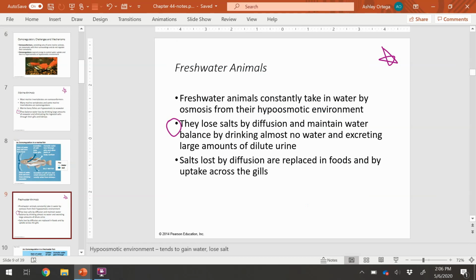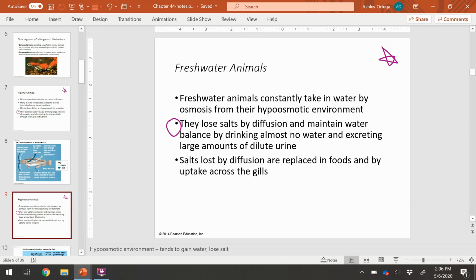All right, so freshwater animals will have the opposite effect. They're going to constantly take in water from their hypoosmotic environment. And so to combat that, they're going to lose as much salt as they can and maintain water balance by drinking almost no water and excreting large amounts of dilute urine, so trying to excrete a lot of that water out of their body. And so if this was not something that they're able to do, eventually the water going into the animal will swell the cells too large and burst those cells, so they could eventually die through cell explosion if this was not maintained.